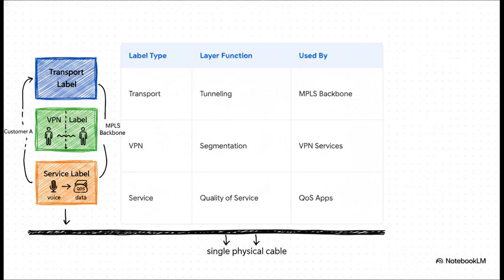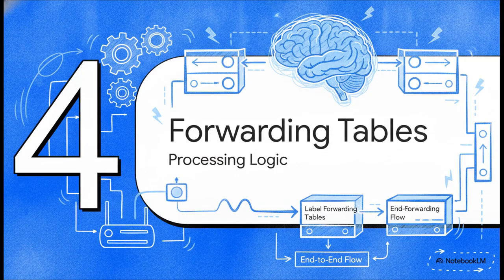And finally, the innermost label is the service label, which handles flow control and quality of service for specific applications, like prioritizing voice traffic over standard data. Stacking these labels allows for just immense flexibility and privacy, all without needing separate physical infrastructures. Which brings us to Section 4, Label Forwarding Tables and Processing Logic.